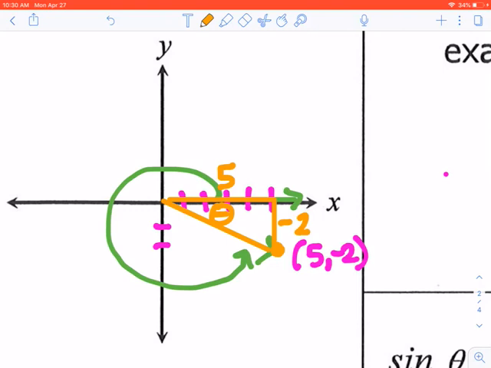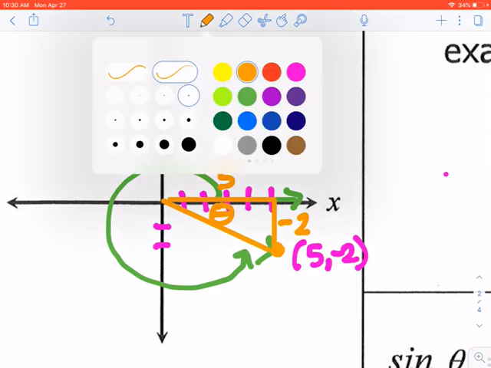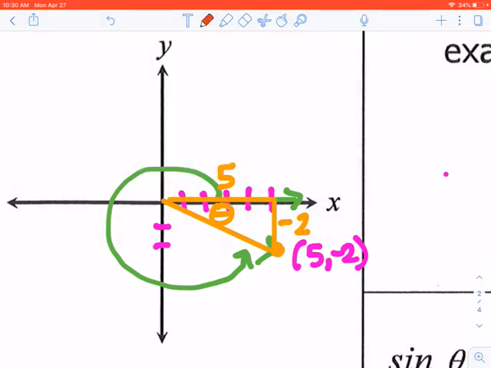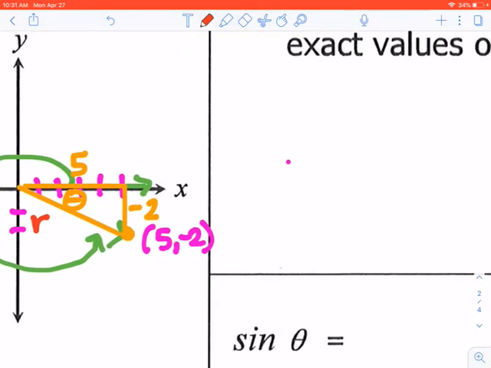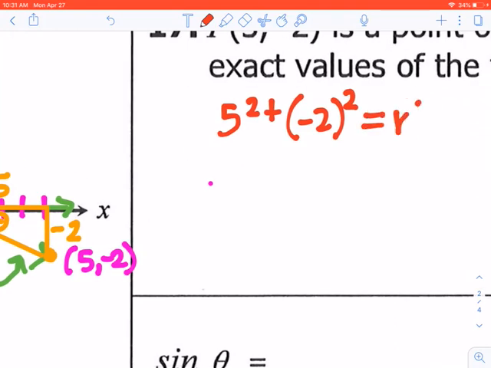We want to keep those negatives in there. Okay? And then we can find our radius r here by doing Pythagorean theorem. So I can go over here and I'll just do a little work. 5 squared plus a negative 2 squared is going to equal r squared.